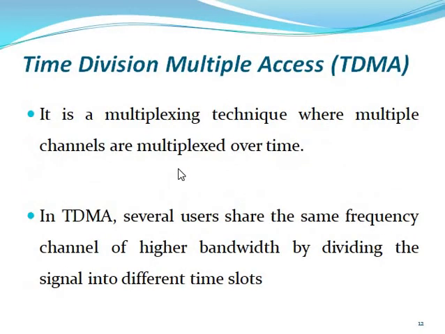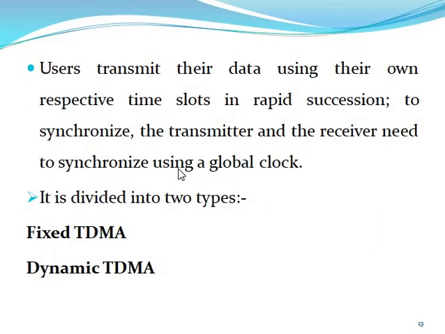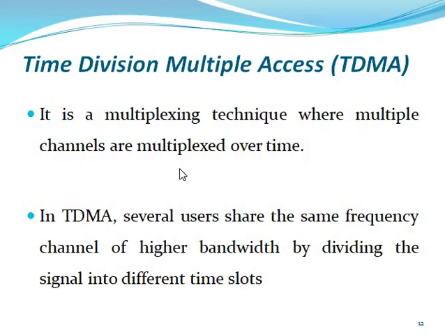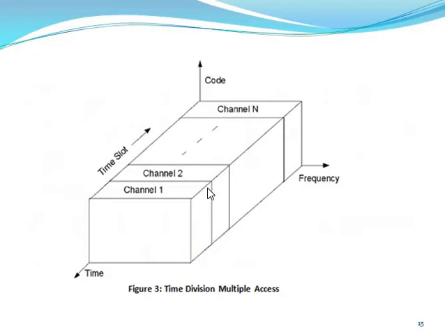Now this is time division multiple access. In TDMA, you can use the same frequency channel or high frequency bandwidth by dividing the signal into different time slots. Here we can check that this is the low frequency time slot, or this is the high frequency time slot. So you transmit the data based on the time slot or frequency band.